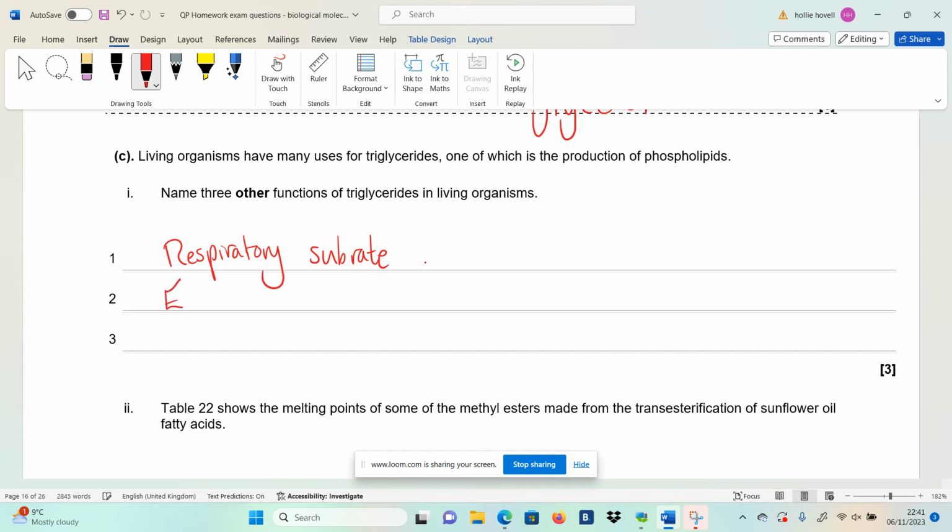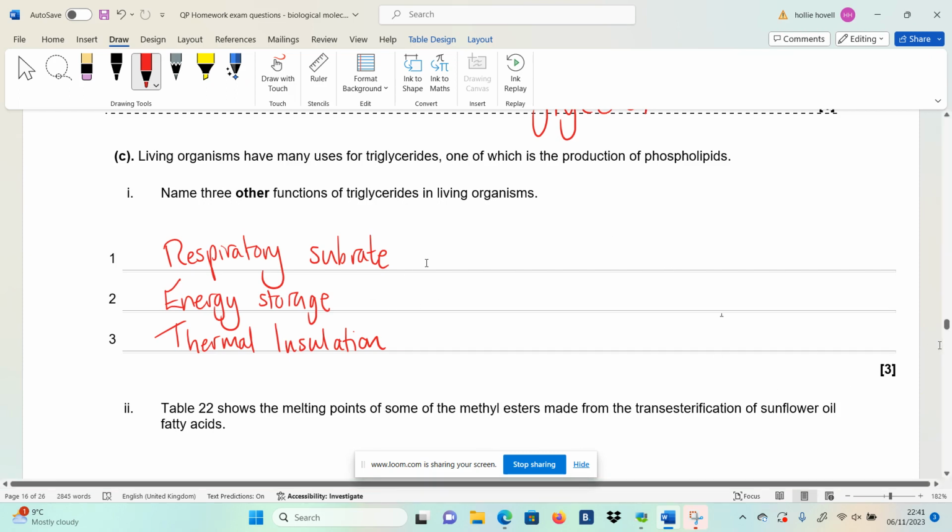They can also be used as an energy store, so energy storage. You could talk about keeping things warm, so you would call that thermal insulation. Other things on the list that they would allow is electrical insulation, so that's around your nerve cells, buoyancy, so helps aquatic animals to float, or the idea of physical protection, so a layer of fat as a kind of protective physical, almost like a padding.